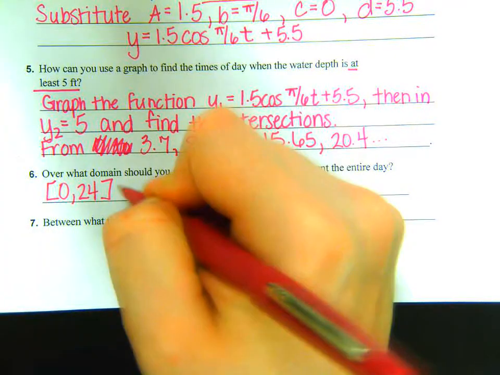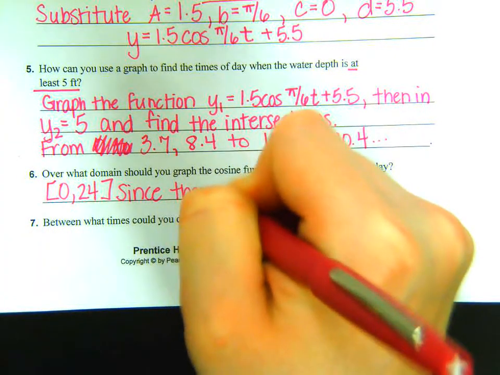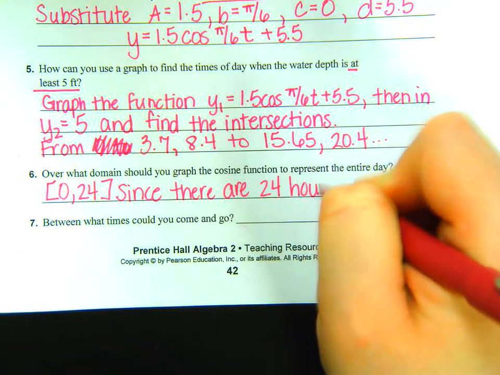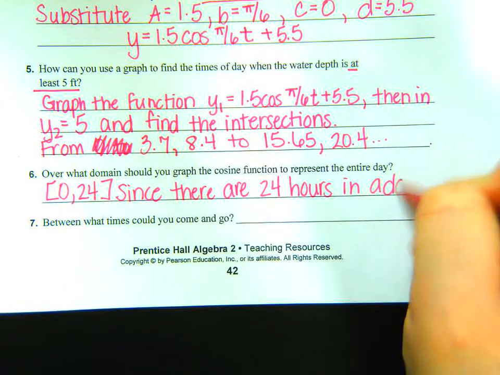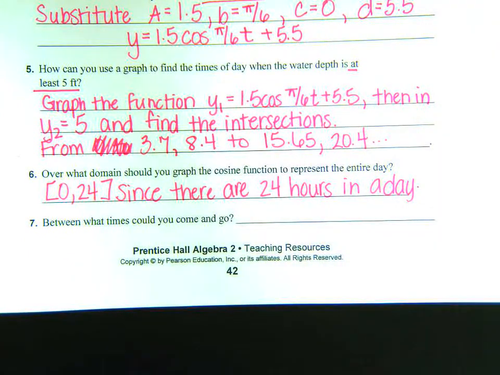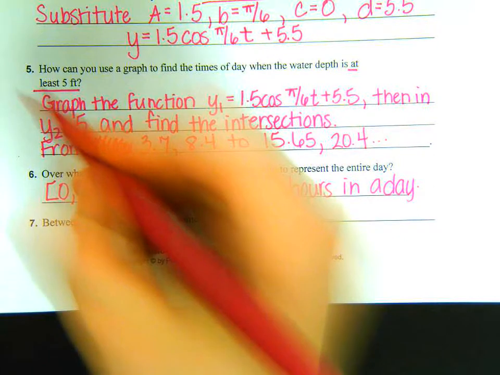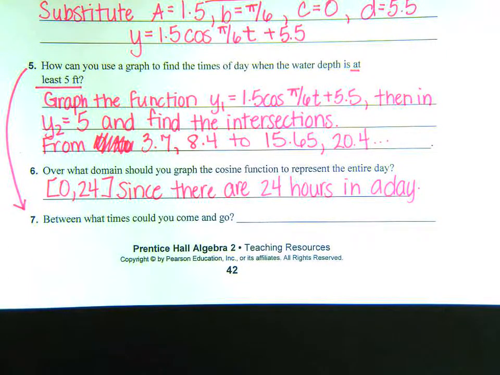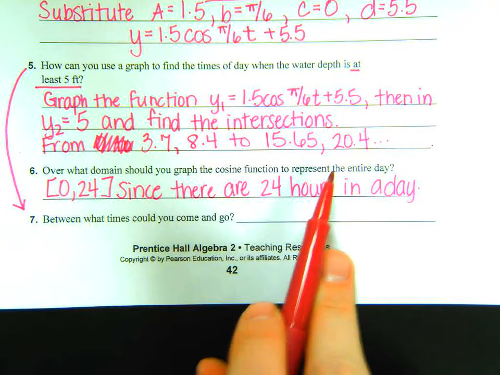So since there are 24 hours in a day. Between what times could come and go. Now we have to use numbers for that. We found our intersections, but on the slope, we need to bring it to context. We need to explain how it relates to the real world. Now we just have random numbers.